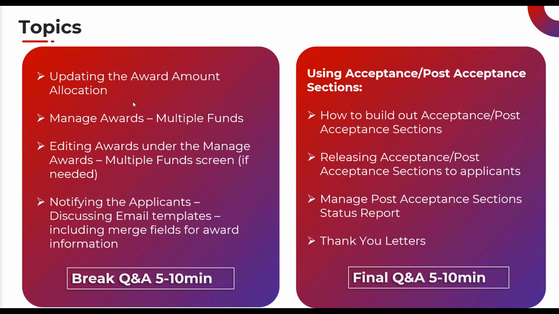The topics we're going to cover, of course, are updating the award amount allocation. That's the allocation amount that you're going to be awarding your applicants from a specific funding source. Then we'll talk about how to award your applicants when you have a multiple fund process, and how to edit an award. Maybe you've made an award and you need to edit it, so we'll talk about that. And then how you can send emails from the system. And then we'll take a quick break.